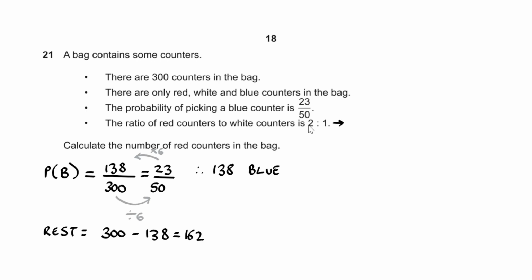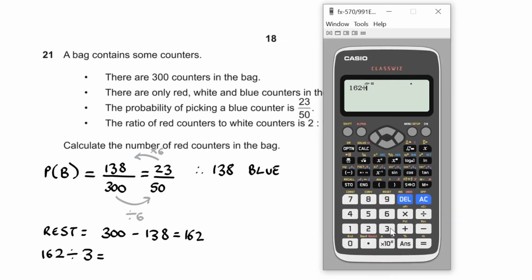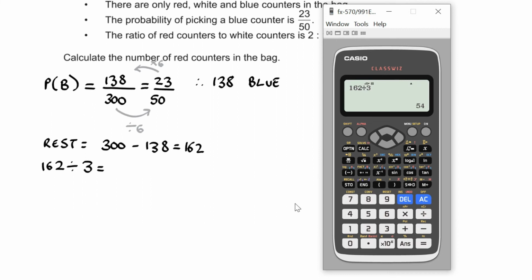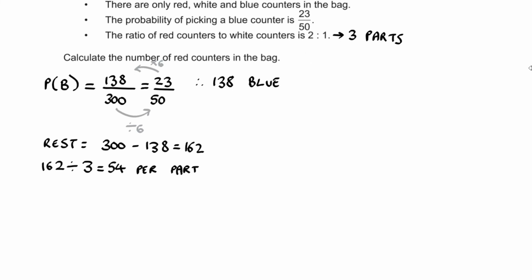And you can see using this ratio, 2 plus 1, that gives us 3. So we've got 3 parts, and therefore 162 divided by 3, if we work this out, we get 54. So here we have 54 per part. And therefore, to find out how many red counters there are, we've got two parts red, so we've got 2 times by 54, which is 108. So we have 108 red counters.